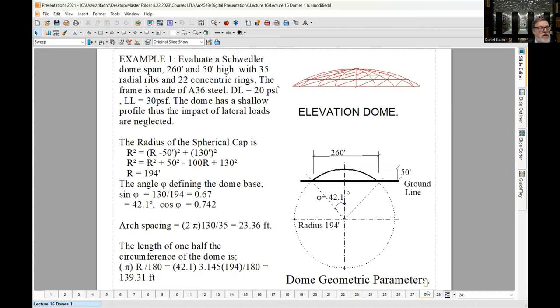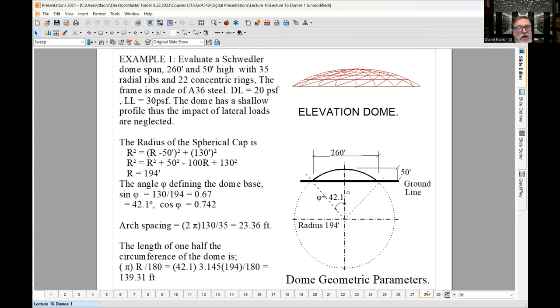Let's take a look at a dome not made of concrete, but made of rigid steel elements. And this is one of the earlier forms of domes, named after the engineer from Germany, the Schwedler Dome. It's 260 feet span, 50 feet high. There are 35 radial ribs and 22 concentric rings. The radial ribs are the meridians. The concentric rings are the parallels or the hoops. It's made of A36 steel, dead loads 20 PSF, live loads 30 PSF.